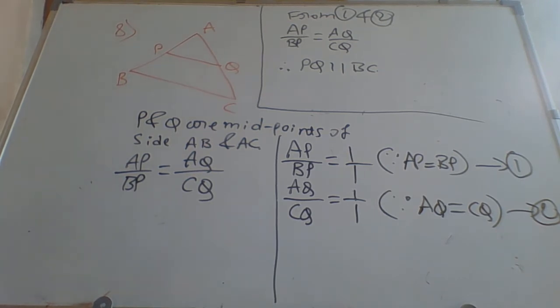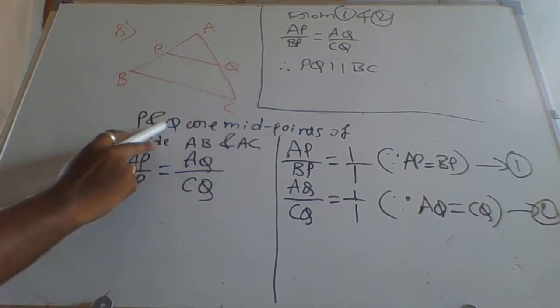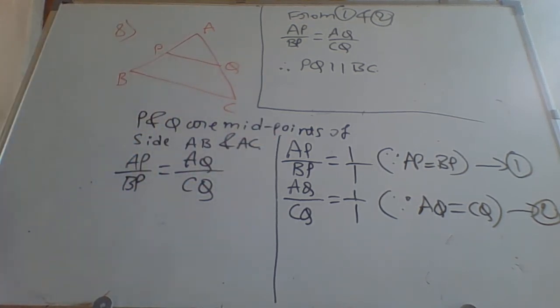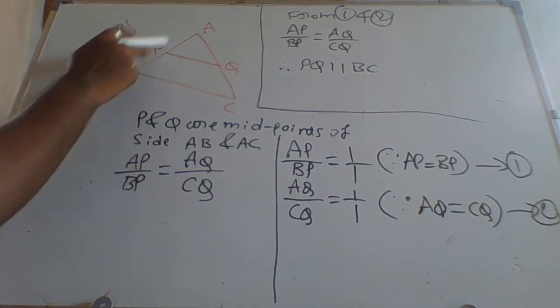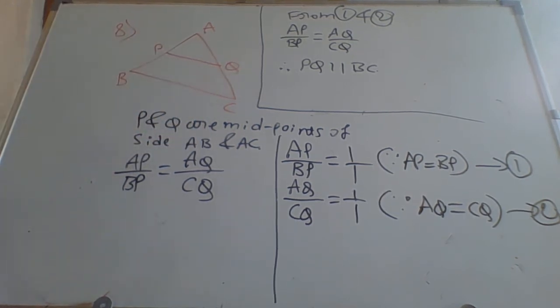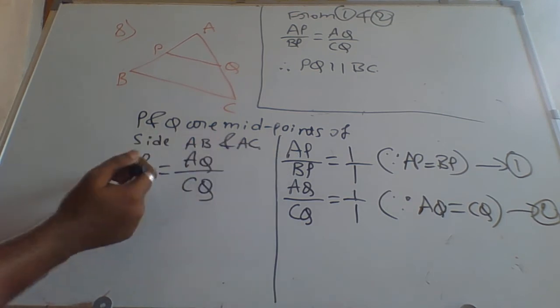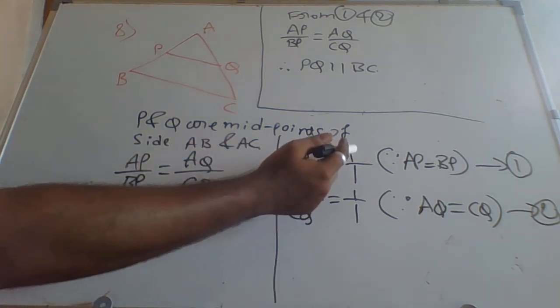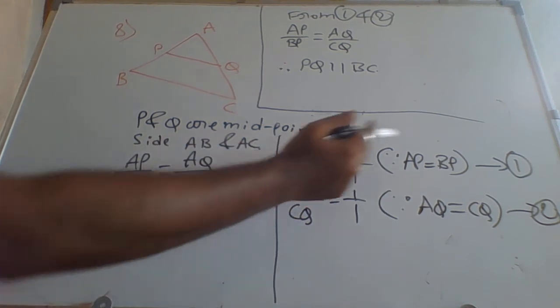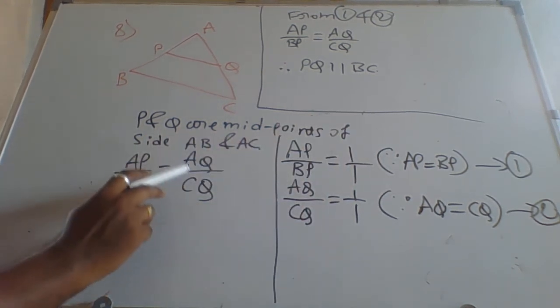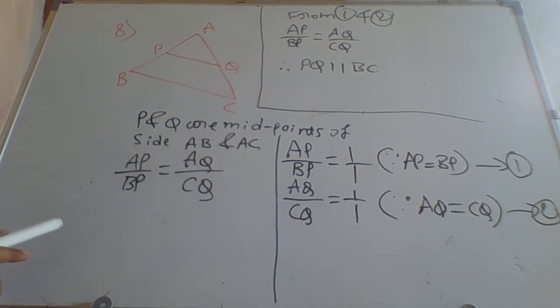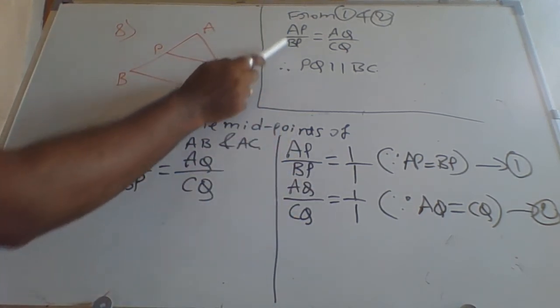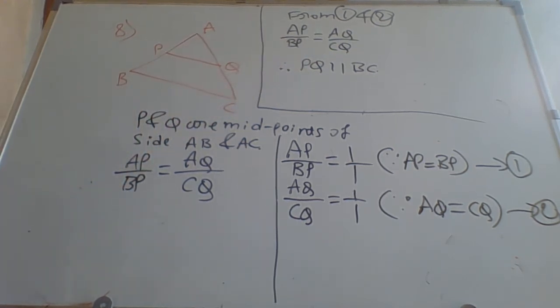So here I consider P and Q as midpoints of sides AB and AC, and by using the proportionality theorem we can write AP by BP is equal to AQ by CQ. But here I have to prove this. To prove this, first I will consider AP by BP. What will I get here? 1 by 1 only. Why? Because AP is equal to BP. Like this only, for AQ by CQ also I will get 1 by 1 only. Therefore, from 1 and 2, we can write AP by BP is equal to AQ by CQ.